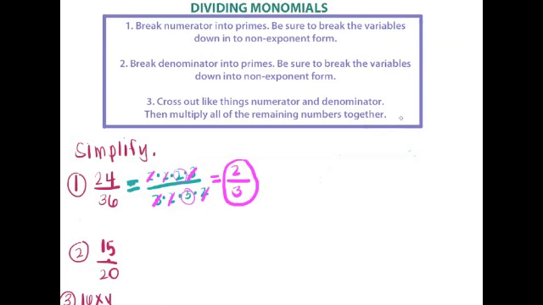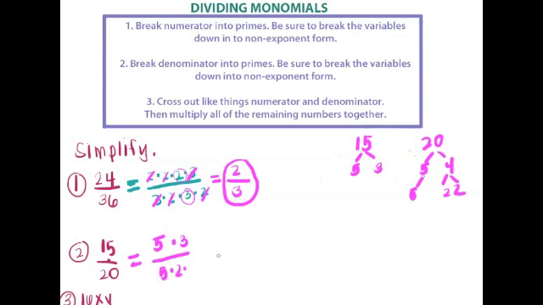So I have 15 over 20. Let's start with the top. You know 15 splits into 5 and 3, and those are both prime numbers, so I end up with 5 times 3. On the bottom I have 20, which is 5 times 4. The 5 just comes down again, but the 4 splits into 2 and 2. So I have 5 times 2 times 2.